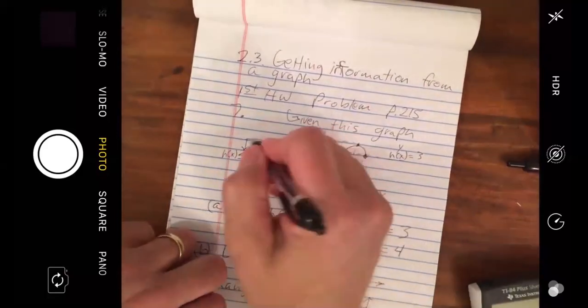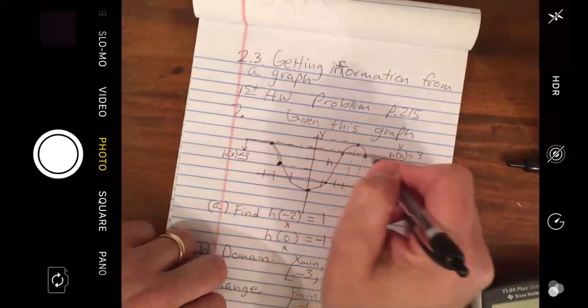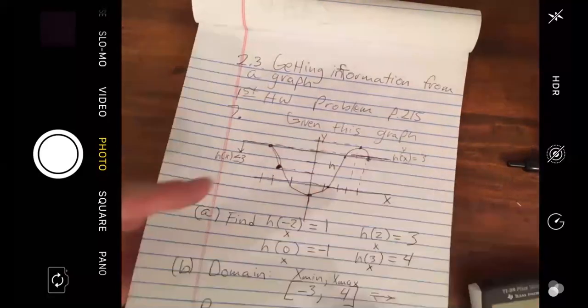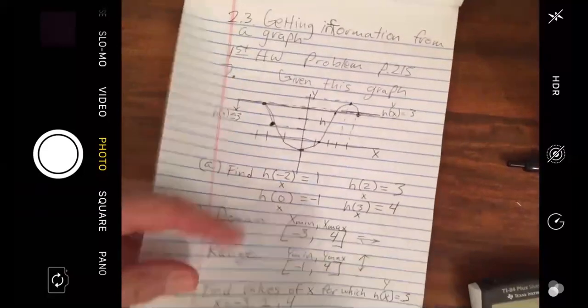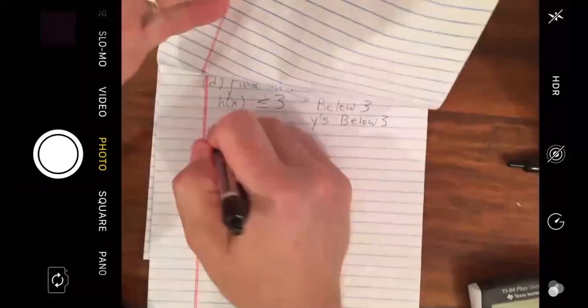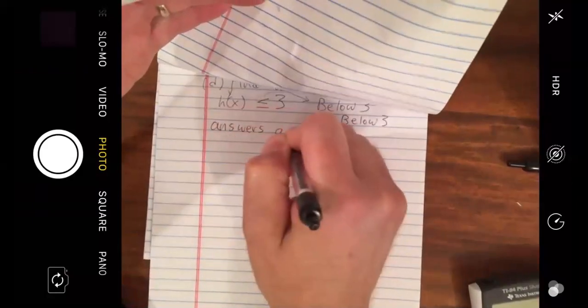I probably should have made this a solid line because it was equals. Remember, there was a little convention. If you were equal, you were solid. Okay. Well, I'm going to be below. See, my answers now are intervals. Point this out. Answers are intervals.